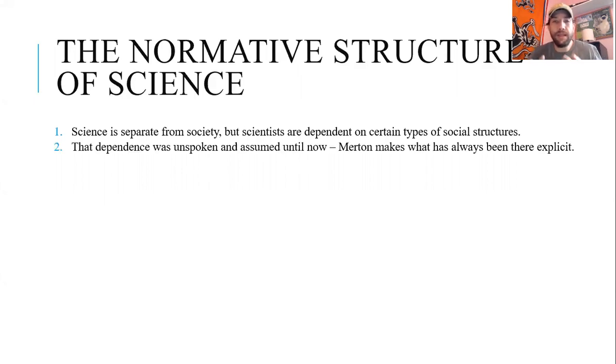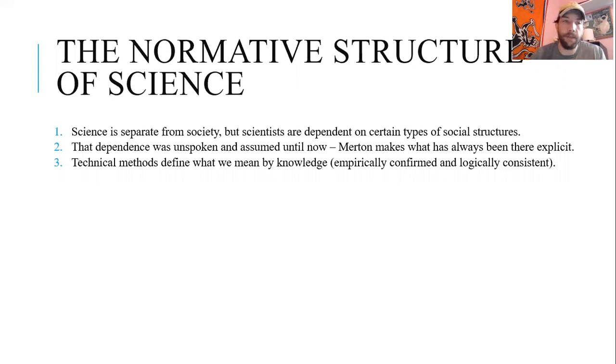So that dependence on these social structures, what he's going to call the norms of science, was unspoken. Scientists just took it for granted. But then these threats happened around the world, and he said, now it's time to make this explicit so that we can defend it, this normative structure.